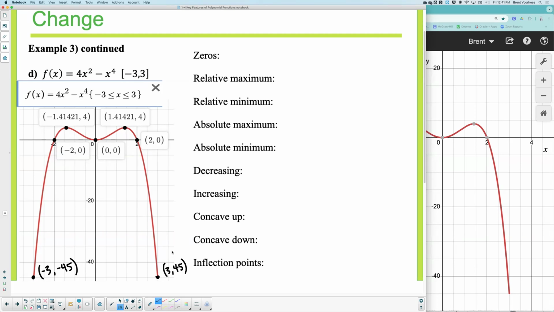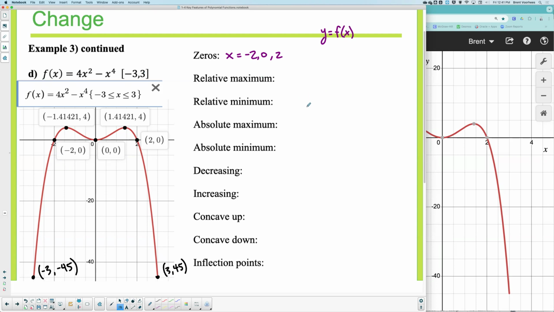So first question for you. How many zeros did you say we have on this one? 3. What are the values for our zeros? -2, 0, and 2. This is called f of x. So I want to write my other values in function notation, y equals f of x.